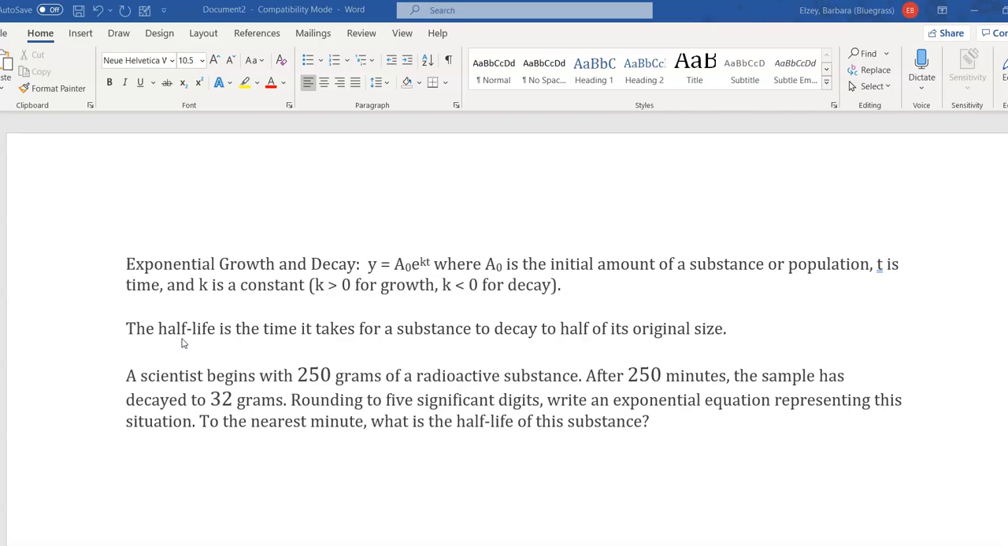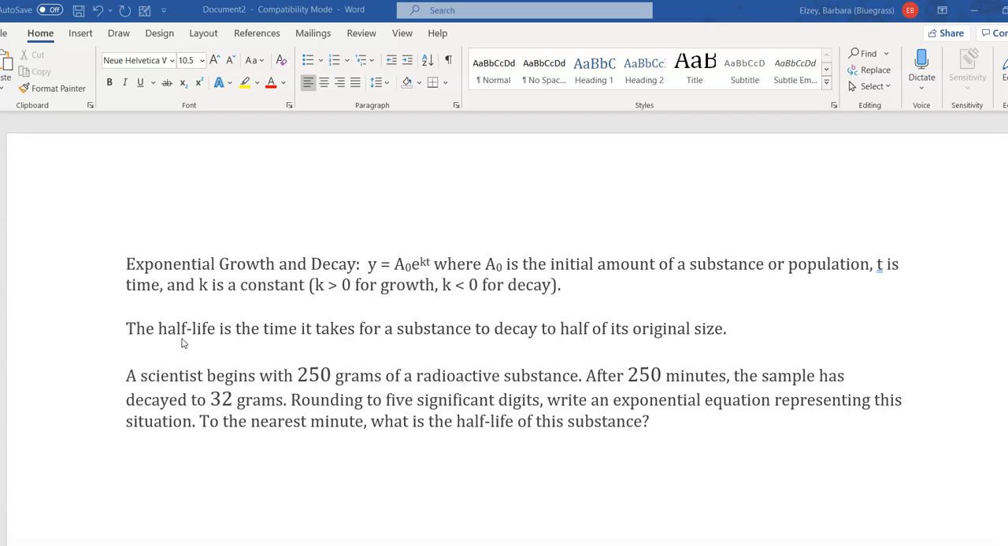Now, different substances will have different half-lives. If something is really stable, like metal, for example, it might have a half-life that is hundreds of thousands of years or even millions of years. However, something that's highly radioactive might have a half-life of just a few minutes. So it really depends upon how stable something is.